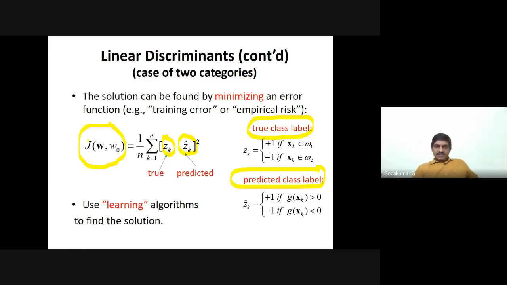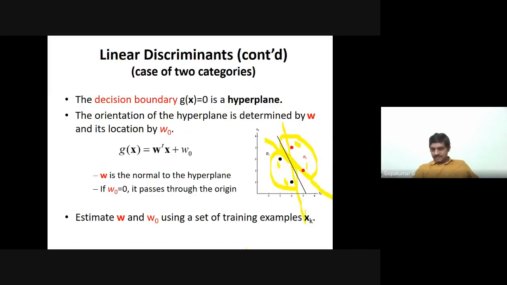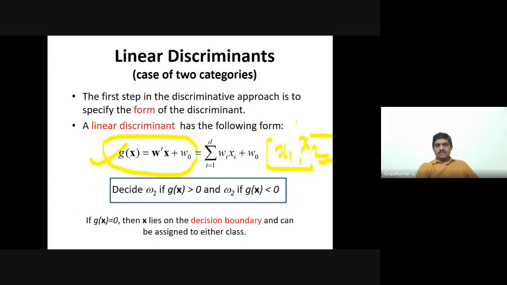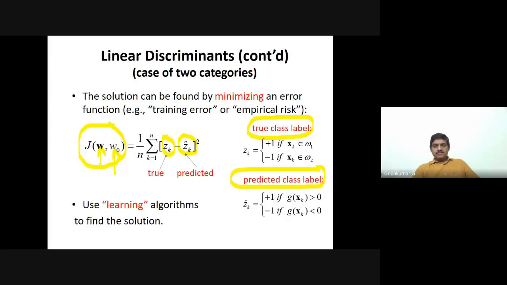Keep in mind that this error value is calculated for one W, that is a weight vector, and for one bias. When you change W and W0 in the previous diagram, you may get another straight line, and if you change them again, you get another decision boundary or hyperplane, whatever we call it. Each of these lines will have a different total error. So when you have one W and W0, the total error will vary, and we have to find which W and W0 give the lowest, minimum error. It's a minimization problem actually. I think that's clear.